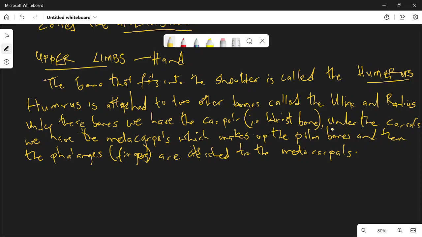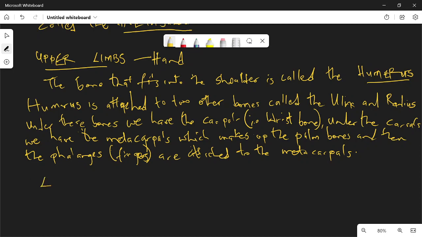We have the bones of the upper limb being attached to the what? The first thing that happens there in the shoulder, we have the bone called the humerus fitting into the shoulder. And then under the humerus, we have two bones called the ulna and the radius. And under the ulna and the radius is where we have the carpals called the wrist bone. After that, we have the metacarpals, the bones that make up the palms. And then we have the phalanges, also referred to as the fingers. Are we together? That is what happens in the upper limbs.